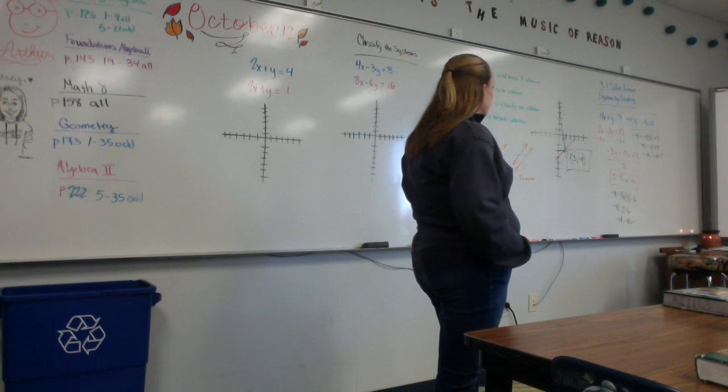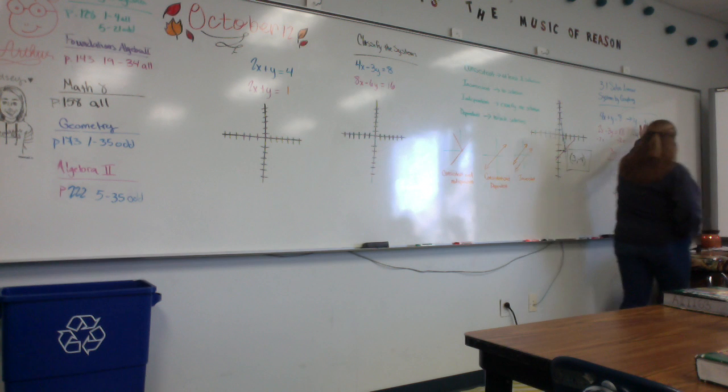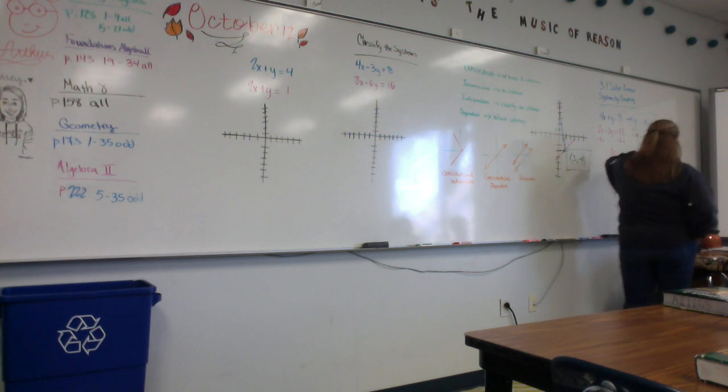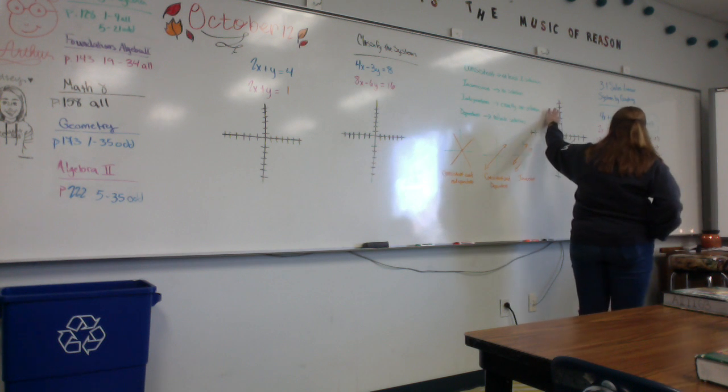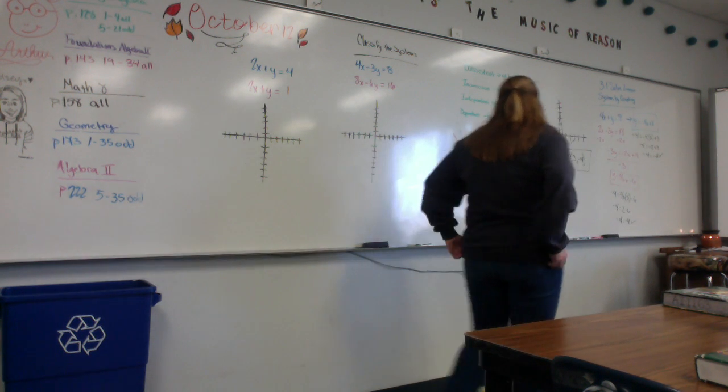How did you graph that then? I graphed this line. I did my y-intercept and then I did my slope. So my y-intercept was 8, 2, 4, 6, 8. My slope was down 4 over 1, down 4 over 1. So you're just graphing them like you graph lines.